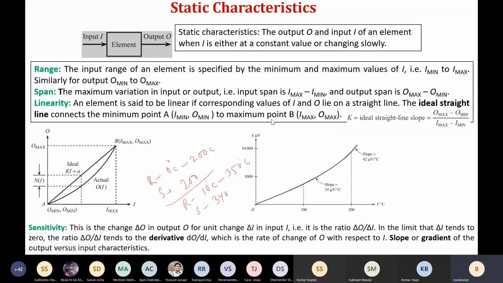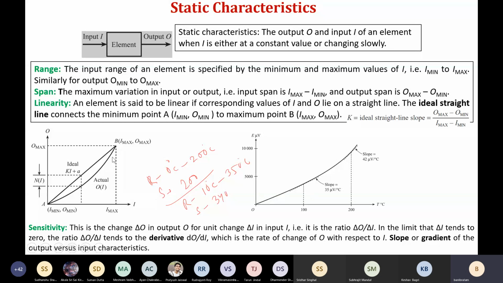If the I and O lie on a straight line, and the ideal straight line connects the minimum point to the maximum point, right? In this plot of output versus input, you can see this linear line. If the output-input relationship follows this linear curve, then we call it linear. If it does not follow this linear curve, if it is non-linear, then we call it non-linear.